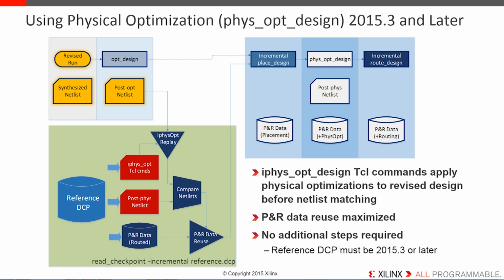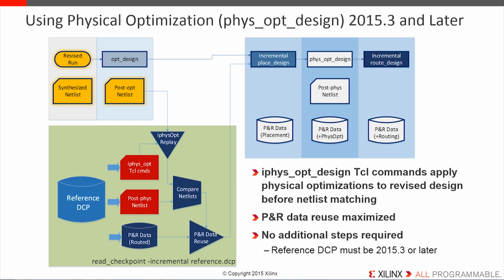The improvement in 2015.3 takes advantage of the new interactive physical optimization feature that can export physical optimizations as a Tcl script of iphys_opt_design commands. These commands apply the physical optimization netlist changes from the reference design to the matching cells and nets in the revised post-opt netlist. Conceptually, this can be thought of as an incremental physical optimization step.